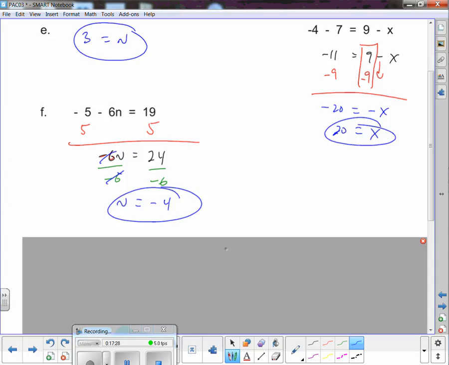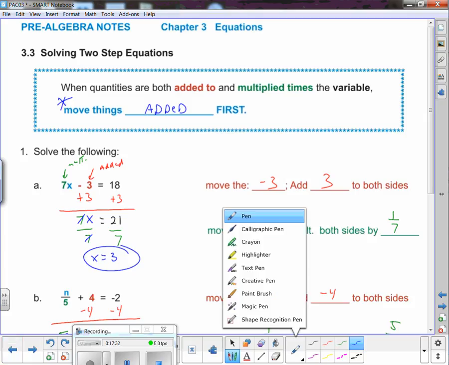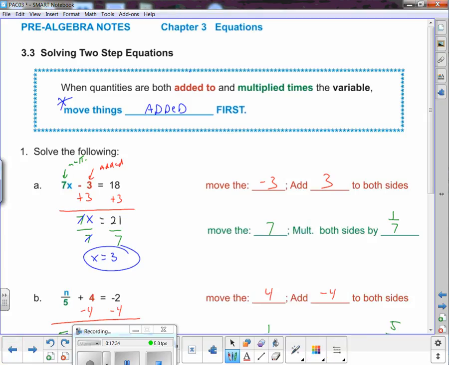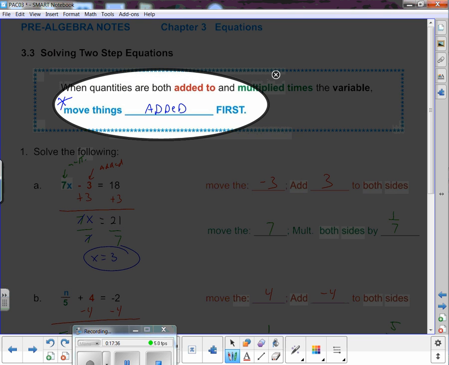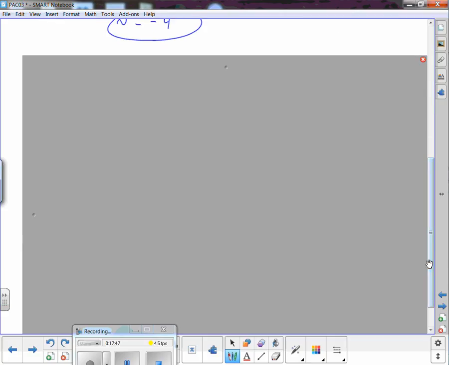So, when quantities are both added to and multiplied times the variable, move things added first. Move things added first. Really important. There is one special case.